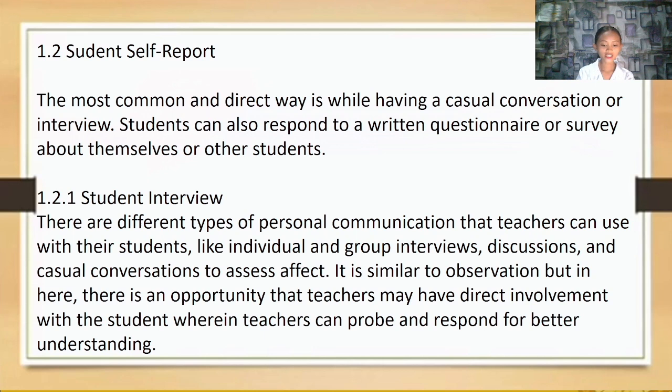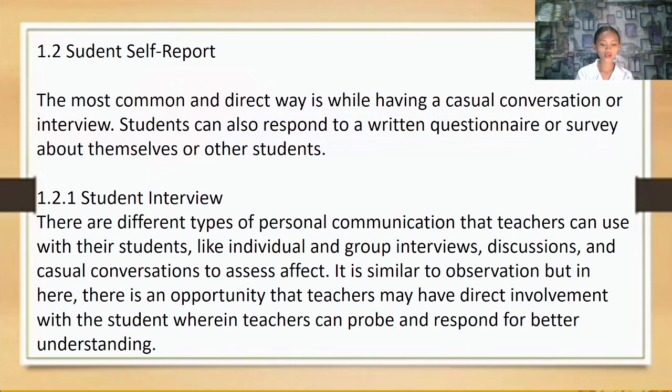Next, the second method of assessing affective target is student self-report. The most common and direct way is while having a casual conversation or interview. So this means that students are assessing themselves in self-reporting, not only themselves but other students also. And then now let's proceed to the types of student self-report.